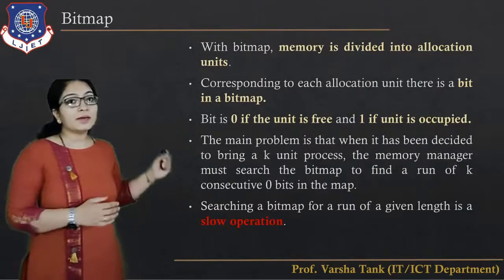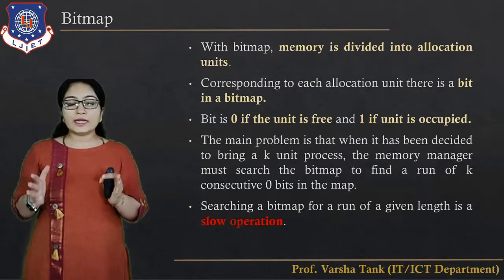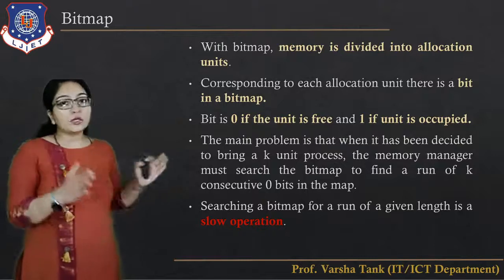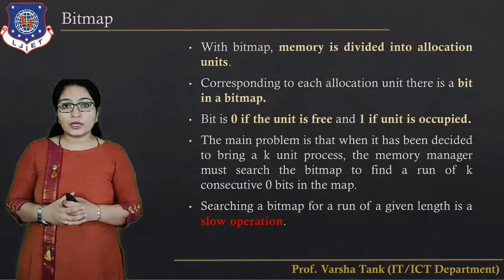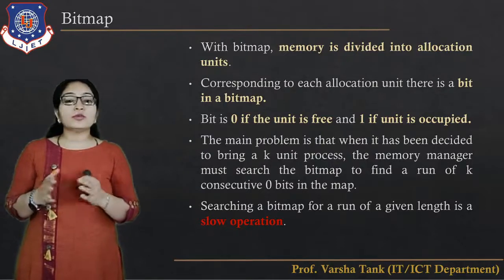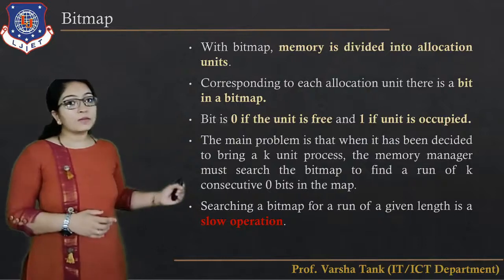With a bitmap, memory is divided into allocation units. Corresponding to each allocation unit there is one bit in the bitmap. If the bit is 0, that means the unit is free, and if the bit is 1, that means the unit is occupied. But what is the main problem with this?